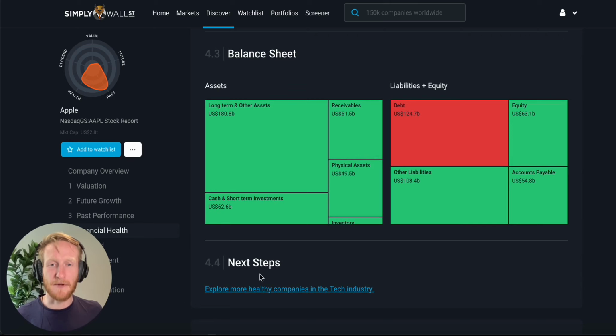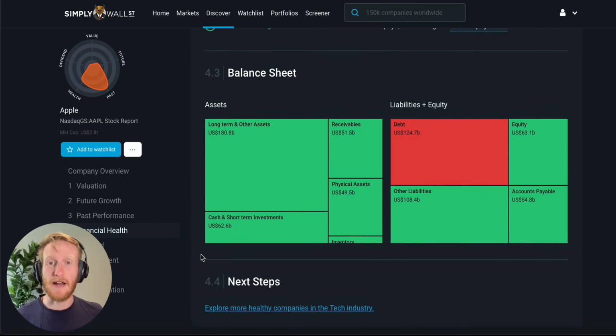Now, the next steps would obviously be to look more into Apple, or if you don't like this particular balance sheet that you're looking at and you're like, no, I don't really think it's as pristine as I would like, as in say you're looking for a company with no debt, we could look at next steps and basically have a look at more companies in the tech industry that have a healthy balance sheet.